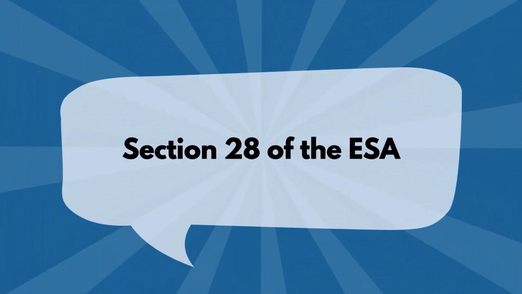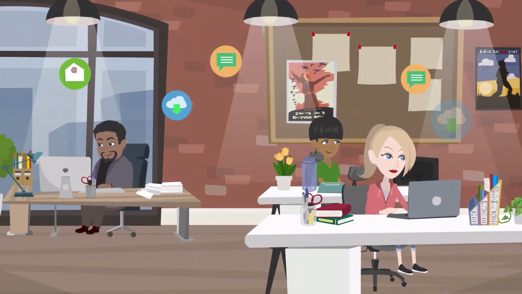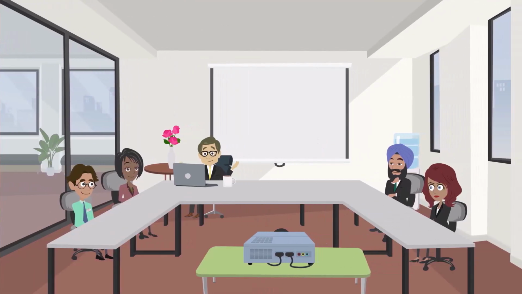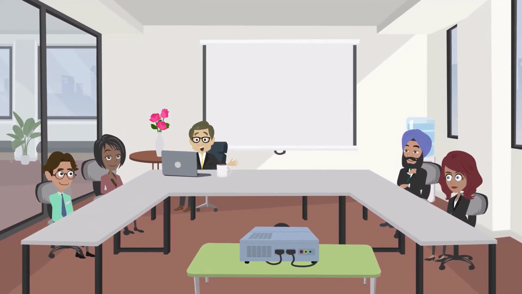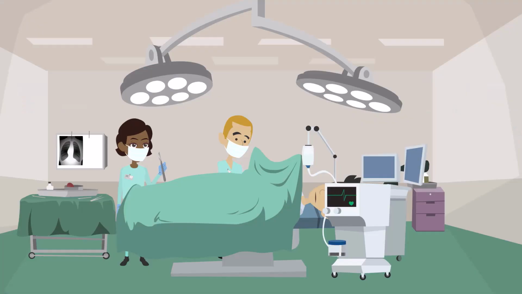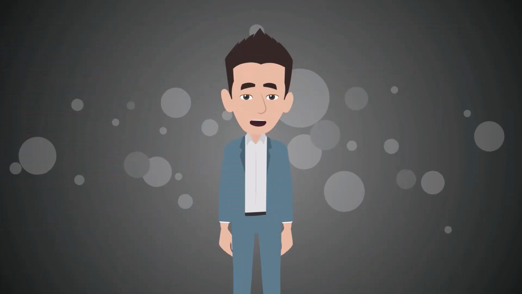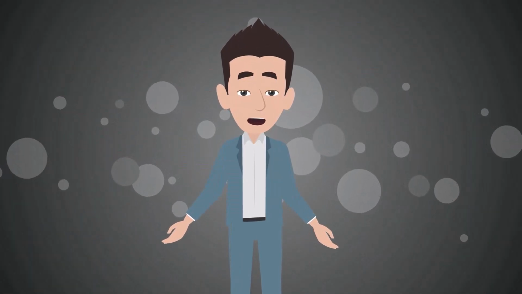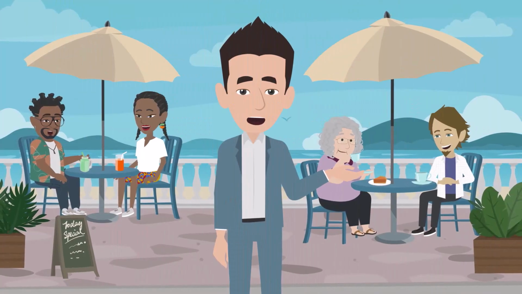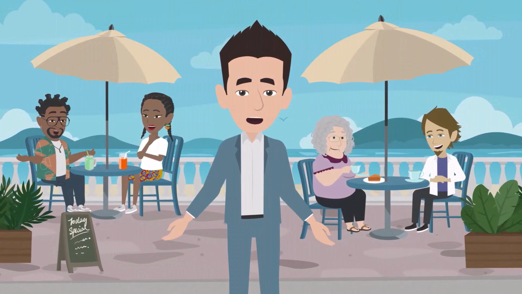Moving on to Section 28 of the ESA, this section addresses the requirements and entitlements related to working on a public holiday, specifically for employees in certain sectors such as hospitals, continuous operations, hotels, motels, tourist resorts, restaurants, or taverns. So if your job does not fall into one of those categories, then feel free to skip this section. But if your job does fall into one of those categories, then this section is for you.